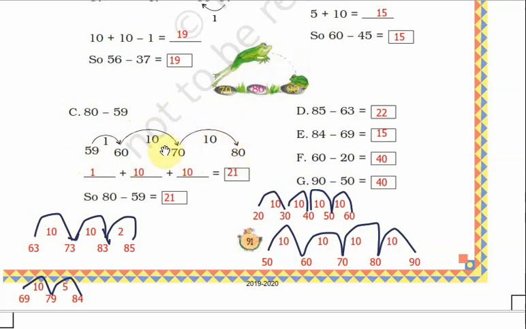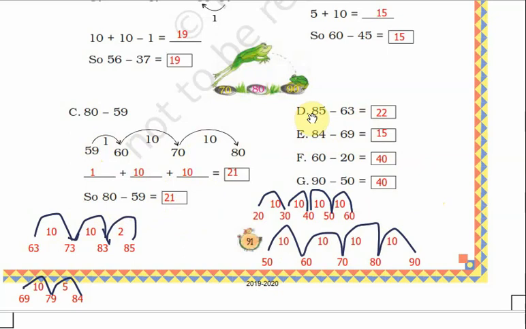So how many steps taken? 1 plus 10 plus 10. So what is the answer? 1 plus 10 is 11 and 11 plus 10 is 21. Otherwise, 80 minus 59 is equal to 21. See here, some questions are being given. We have to find the solution.